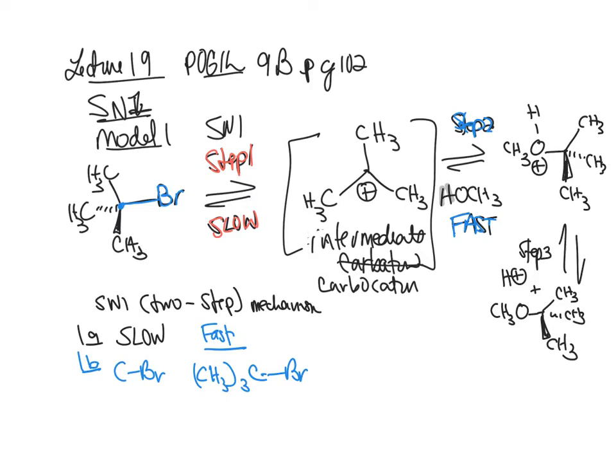Okay, what bond is formed in step 2? So in step 2, the bond that's formed is this oxygen-carbon bond from the CH3. Okay, so you can write CH3, oxygen, carbon, and then you can put your CH3 in brackets there. And that is the bond formed.